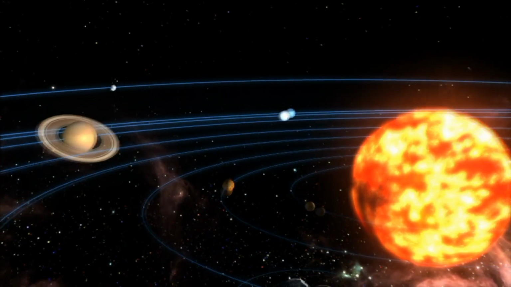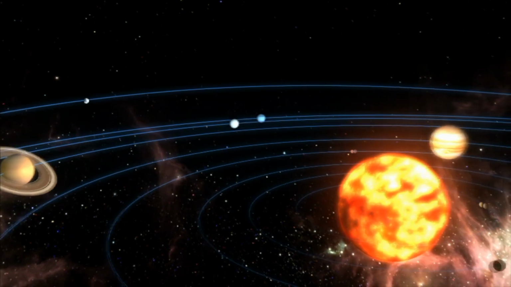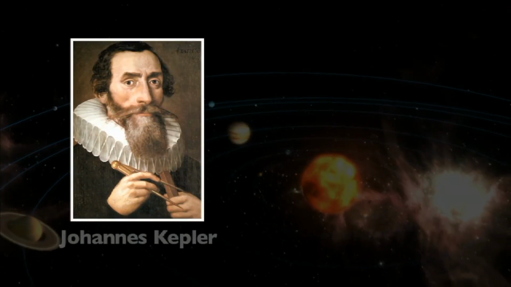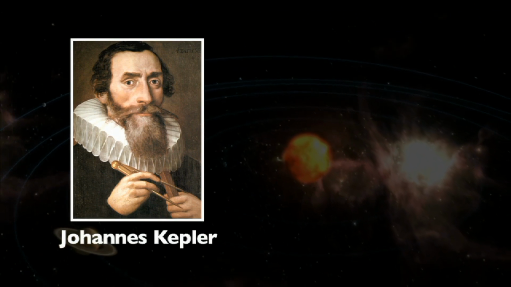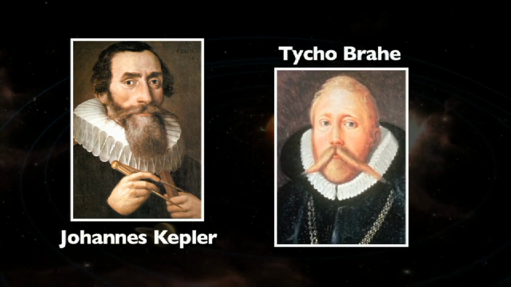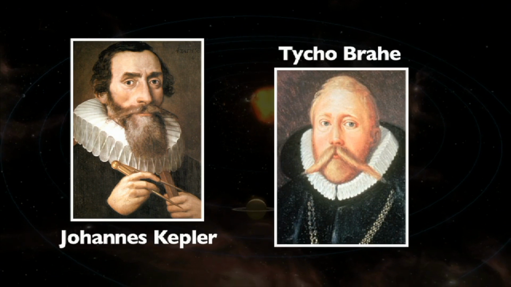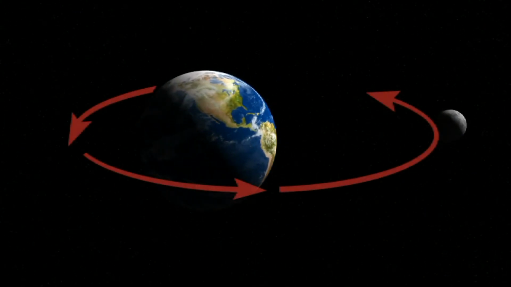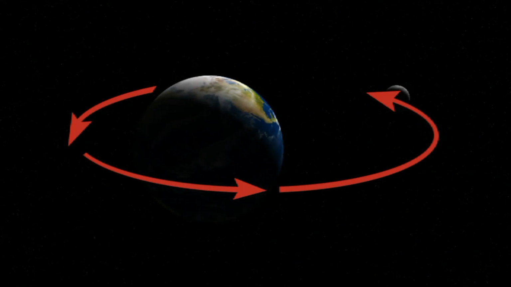The shape of a planet's orbit is an ellipse. This was first discovered by Johannes Kepler, based on careful observations by Tycho Brahe. Our moon's orbit is also an ellipse.